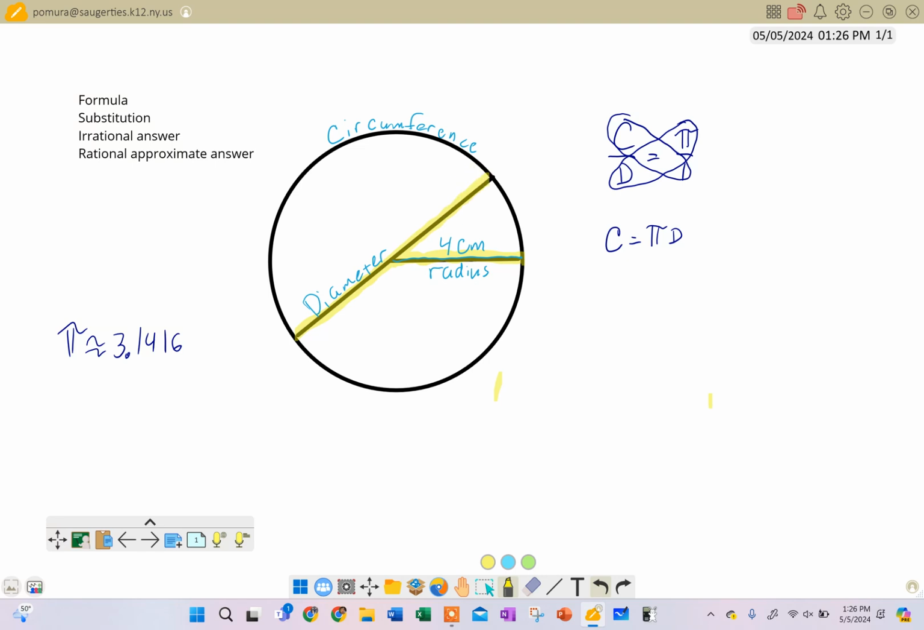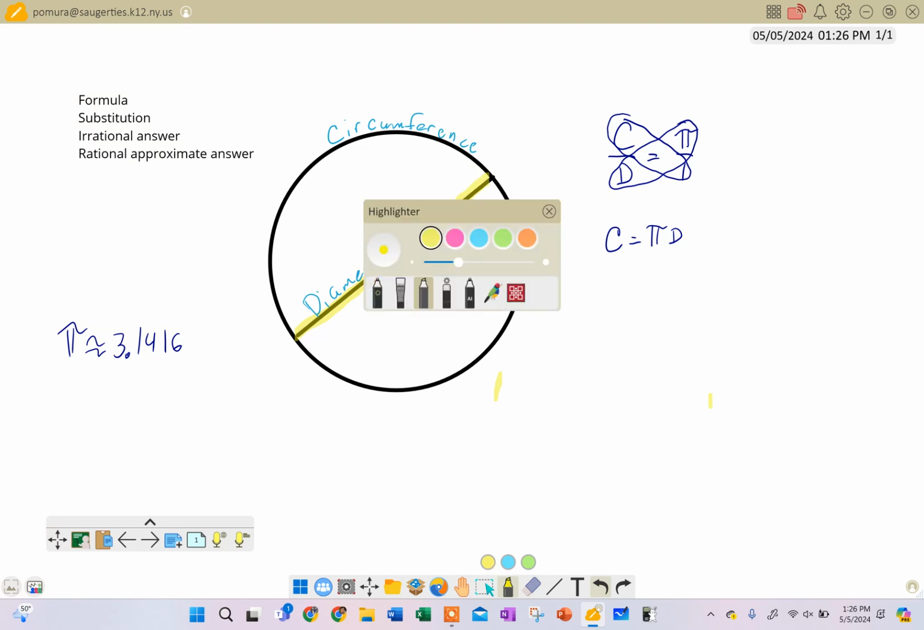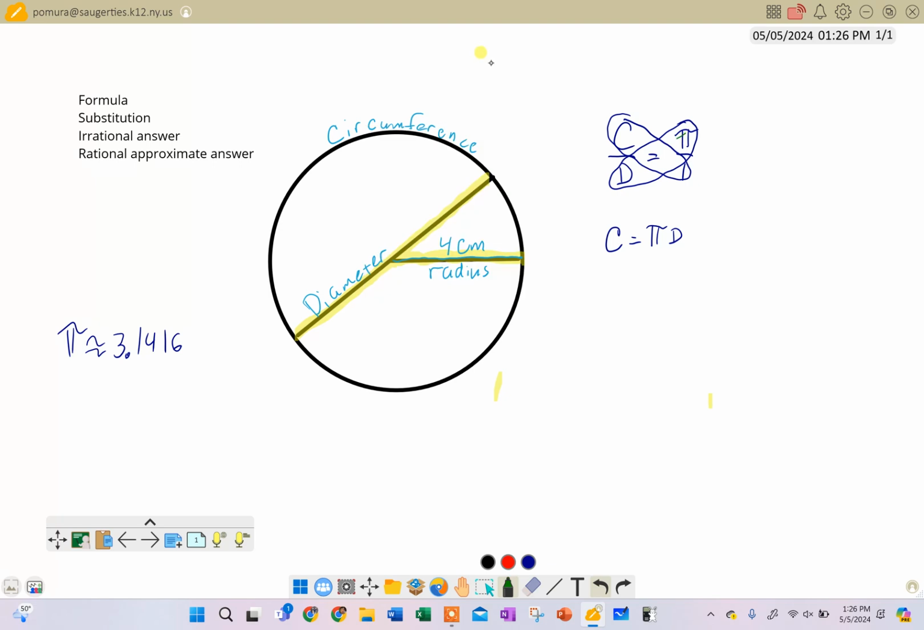So 2 times the radius, 2 times the radius should equal the diameter. Not should, will equal the diameter. So I'm going to say circumference equals 2 times pi times the radius, because remember, 2 times the radius is the diameter. The last thing we're going to do is we are going to talk about the area.